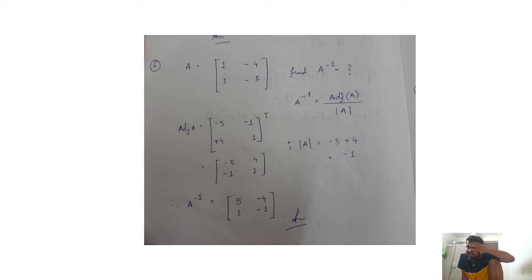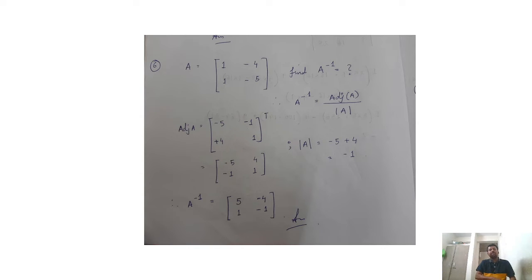Let me consider that I have a matrix A, which equals 1 minus 4 and 1 minus 5. And our objective is to find the inverse of this matrix. We all know the inverse of the matrix A is given by adjoint of A divided by determinant of A. So first find the determinant of the matrix. Determinant of A is equal to minus 5 plus 4, which is equal to minus 1. So this is the determinant of the matrix.